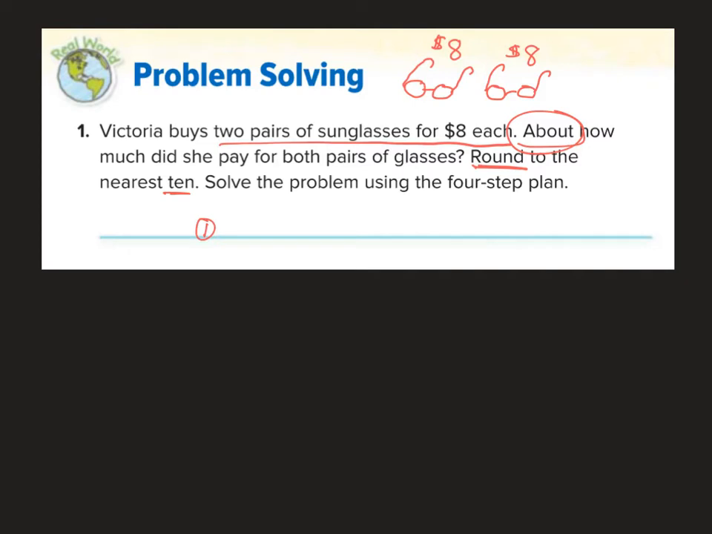So the first step is what do we know? We know that there are 2 pairs of glasses and they each cost, I'm going to write that as the second step, $8 each. Okay, we need to round to the tens place to see. Then the second part is what's the question? So the question is, how much did she pay?